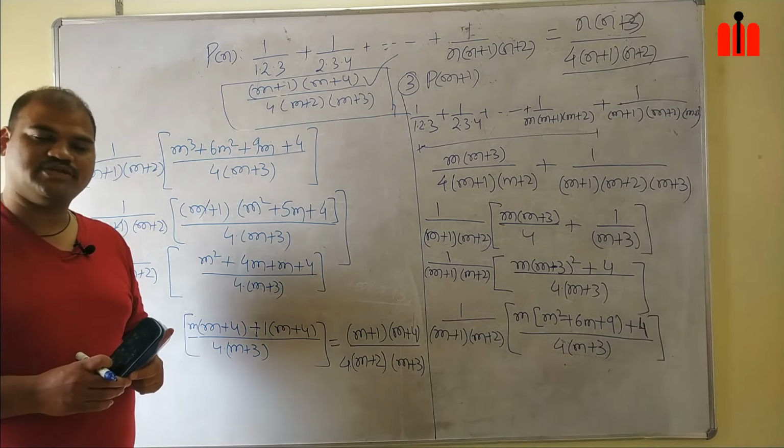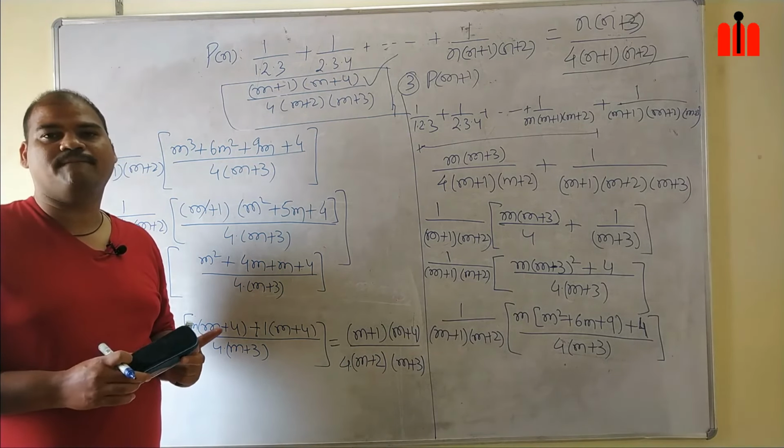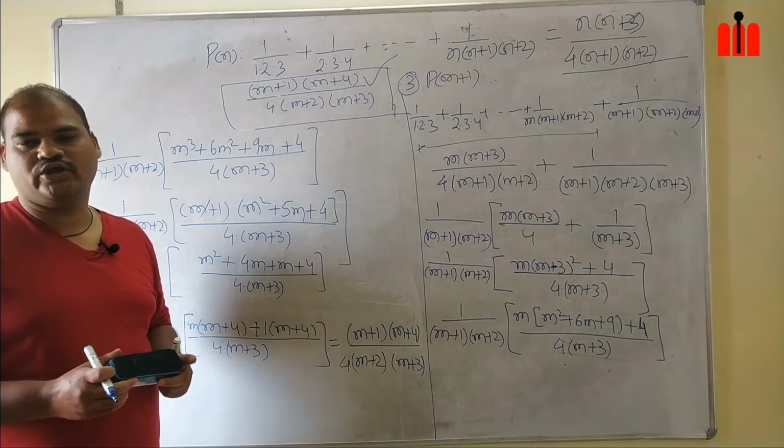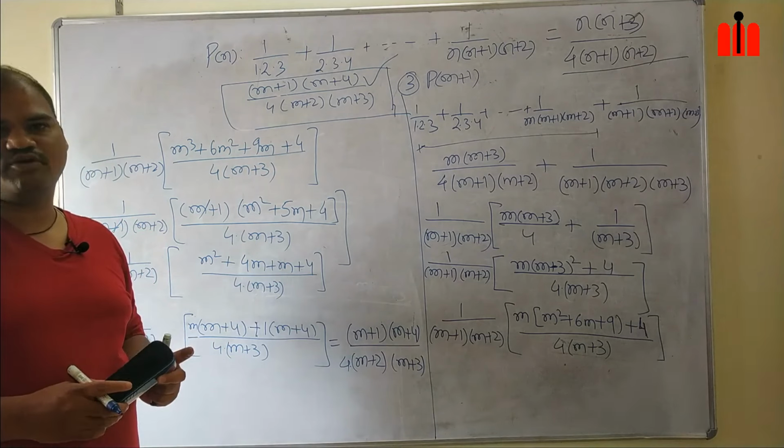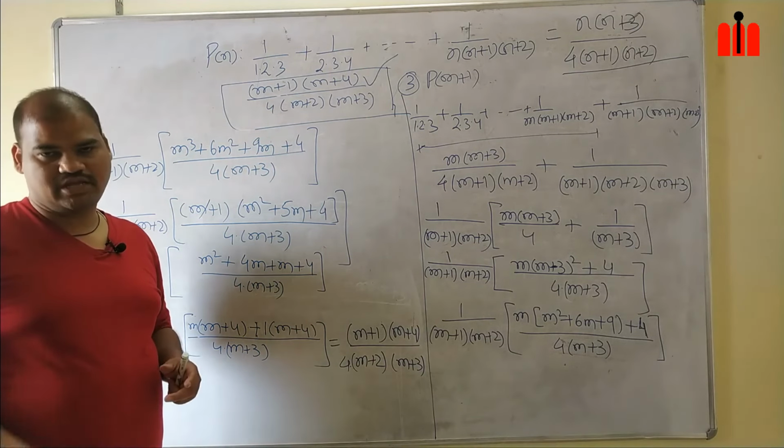Okay, so my P(m plus 1) is true. That's why my conclusion is P(n) will be true. Okay, this completes the 6th problem. Now let's go to the 7th problem.